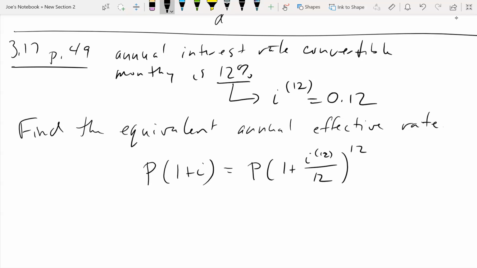Notice I don't really need to know what the principal is because it's going to divide out on both sides, right? So I didn't even really need to write that. So I can get rid of those. And notice now I have a formula that equates annual effective rate with the equivalent nominal rate compounded for the year. So this concept is going to come up when you need to convert from one rate to another.